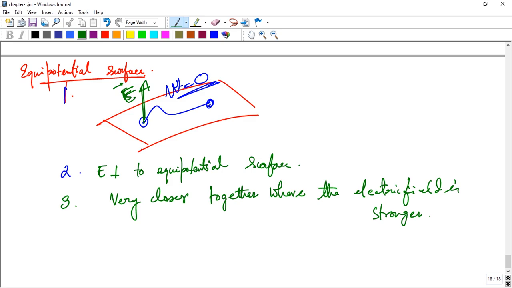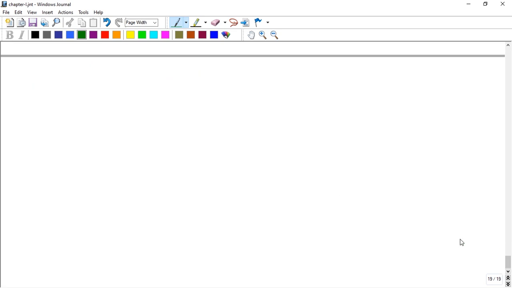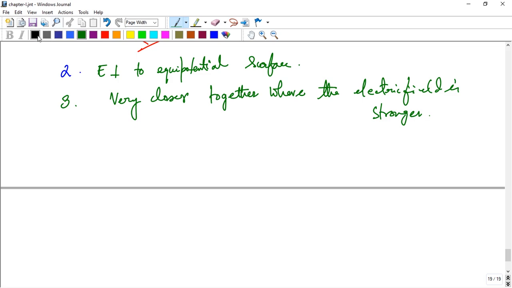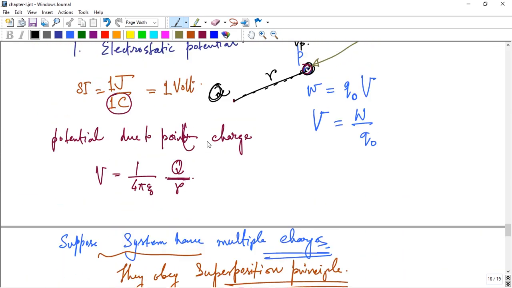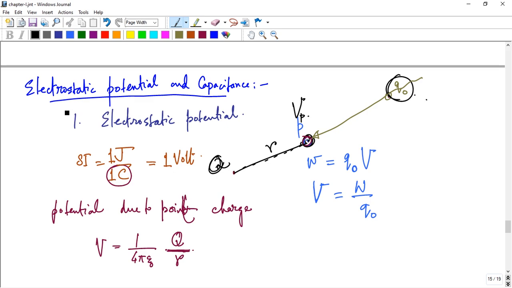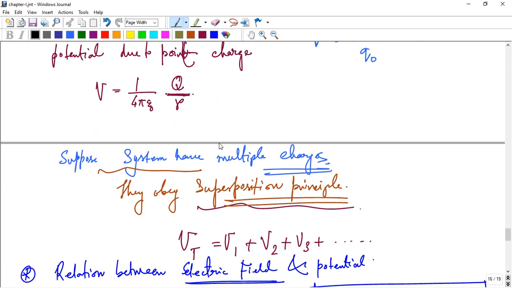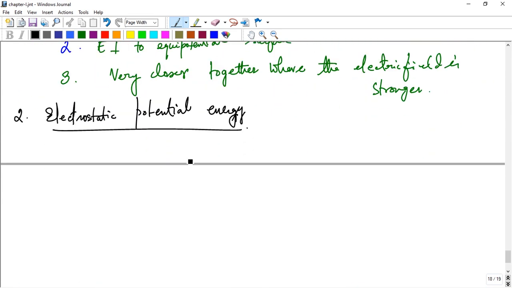Okay. Now, the next point we discuss is an important one: the electrostatic potential energy. First point to discuss here, and the second point we discuss here, is electrostatic potential energy.